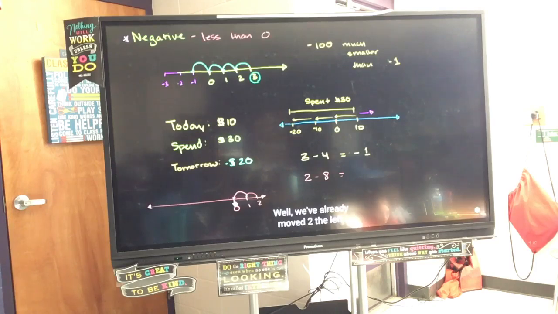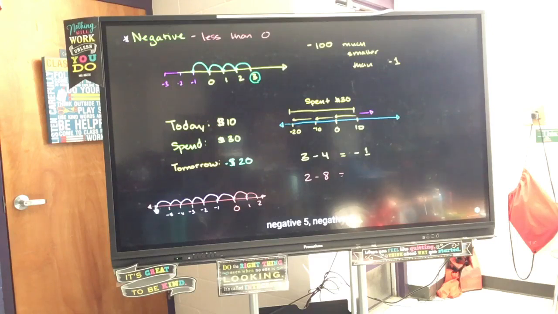Well, we've already moved 2 to the left. To get to 8, we have to move 6 more to the left. So we're going to have to move 1, 2, 3, 4, 5, 6 more to the left. Well, where is that going to put us? Well, we're at 0. This is negative 1, negative 2, negative 3, negative 4, negative 5, negative 6. So 2 minus 8 is negative 6.